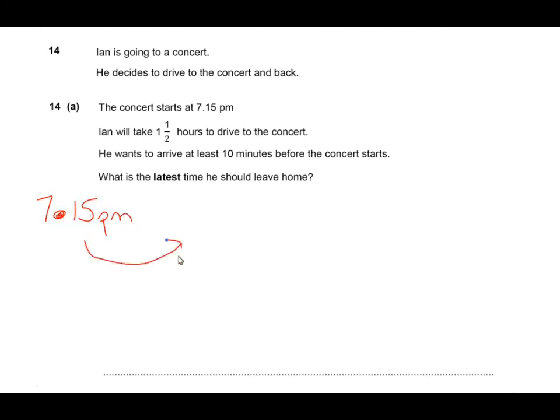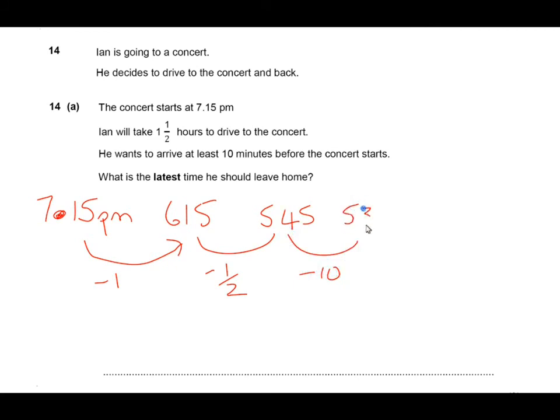And we need to take off an hour and a half. So let's take off the hour first. And then let's take off the half an hour. Okay, so that's an hour and a half before, and then we have to take off an extra 10 minutes because he wants to get there 10 minutes before the start. So our answer would be 5:35 p.m.